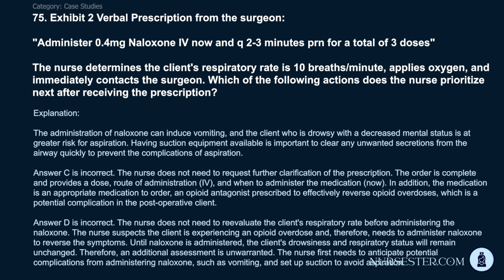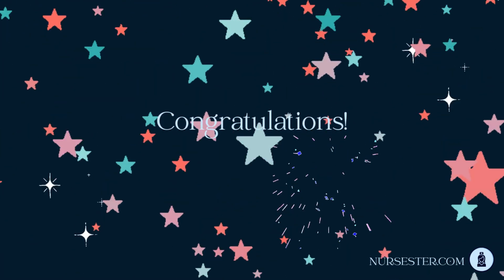Answer D is incorrect. The nurse does not need to reevaluate the client's respiratory rate before administering the naloxone. The nurse suspects the client is experiencing an opioid overdose and, therefore, needs to administer naloxone to reverse the symptoms. Until naloxone is administered, the client's drowsiness and respiratory status will remain unchanged. Therefore, an additional assessment is unwarranted. The nurse first needs to anticipate potential complications from administering naloxone, such as vomiting, and set up suction to avoid aspiration. Congratulations! You have completed the test.